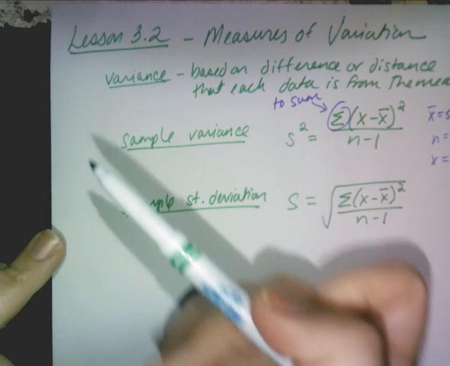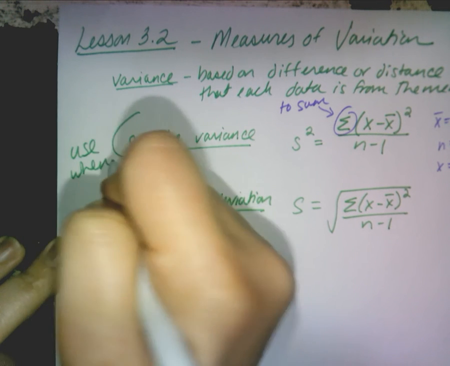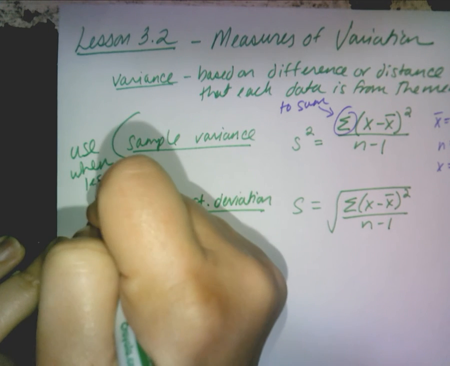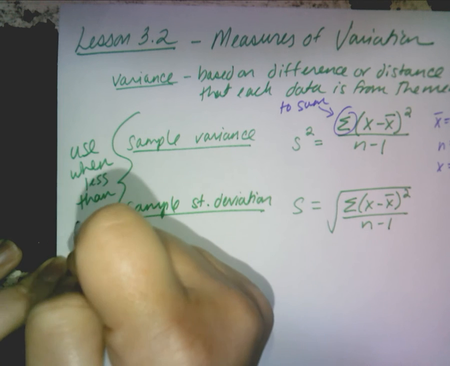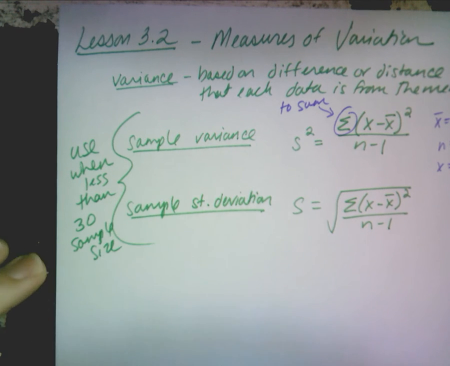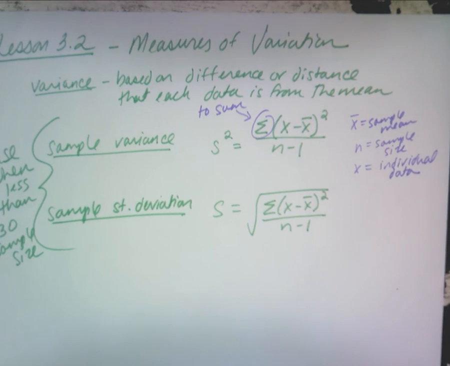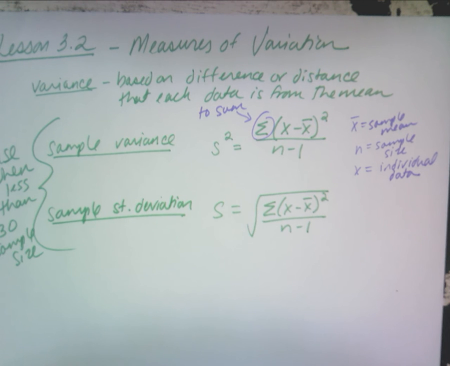Now, you use this when you have less than 30 sample size. 30 is your magic number, okay? You use sample variance, sample standard deviation when you have less than 30 things. 30 grades, sample standard deviation, sample variance. 30, that's your magic number is 30. 30 and under, you use the S.